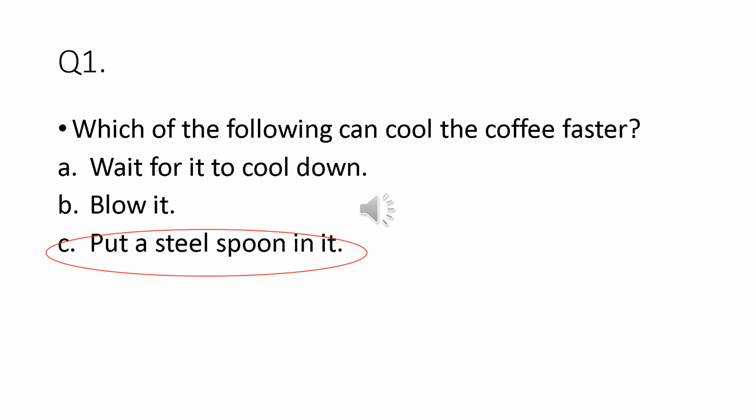Now let's check your correct answers. So for the first question, which of the following can cool the coffee faster? The answer is C. Put a steel spoon in it. Kung gusto nyo lumamig agad yung kape nyo, lagyan nyo ng kutsarang bakal. Kasi, na-discuss natin kanina, it is due to thermal contact and thermal equilibrium.